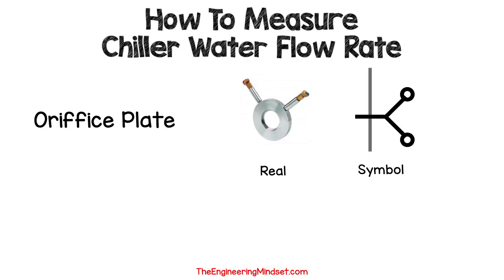So to measure the flow rate we need to locate an orifice plate in the system. These will look something like this, although the flange face won't be visible when connected to the pipe, but you can spot these because they have the two pipes sticking out of them. On the engineering schematic drawing you should see them look something like this symbol here. Of course, do check the drawing legend to make sure.